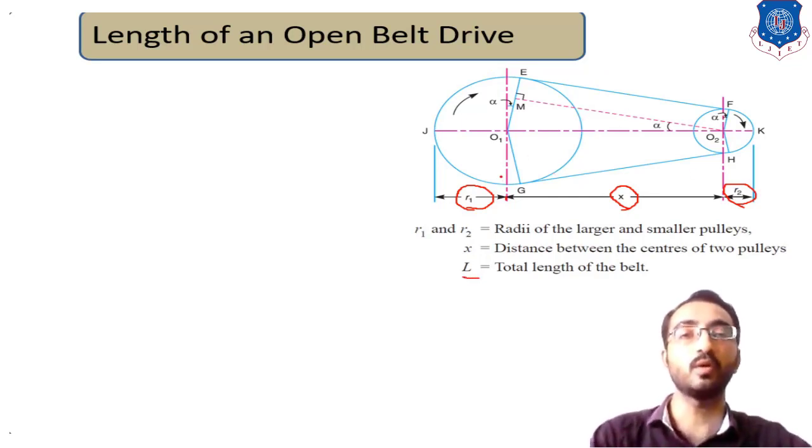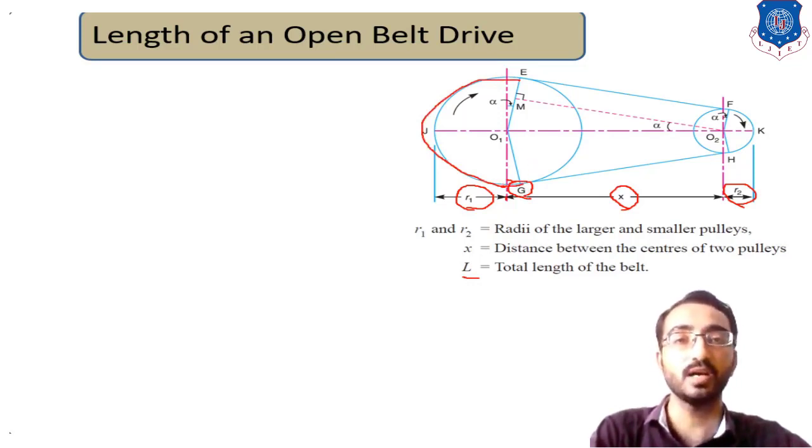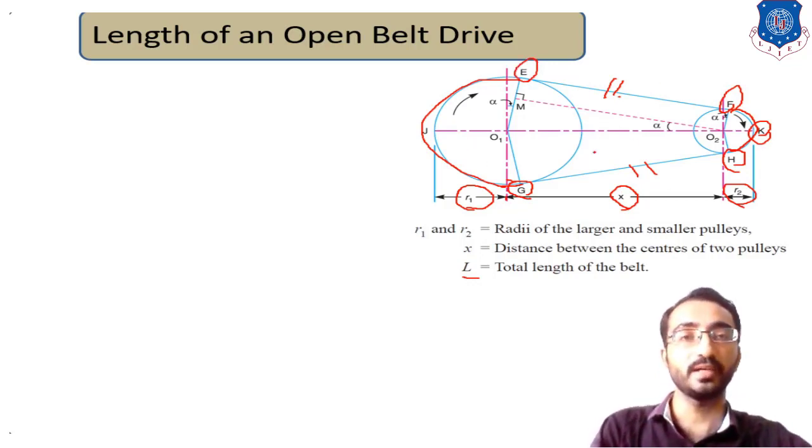To calculate that, we can observe in this diagram that the belt is mounted on the two pulleys in such a way that it starts from point G, J, E. This is the total arc in contact with the driving pulley. So the length is the addition of arc GJE, plus length EF, plus arc FKH, which is the third component, and fourth, the line joining points G and H. By adding these two arcs and these two lengths, we can calculate the total length of this belt.